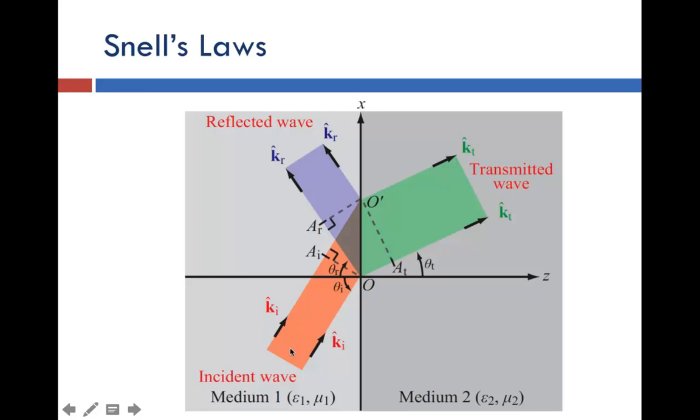So we have an incident wave that is traveling with direction of propagation k. It's incident upon this boundary, and a portion of the wave is reflected and a portion of the wave is transmitted. The reflected wave comes off at angle theta reflected, and the transmitted wave comes off at angle theta transmitted. And notice that the incident, reflected, and transmitted angles are all measured with respect to the perpendicular to the boundary, not the boundary itself.